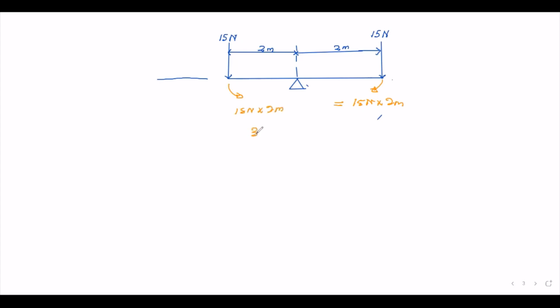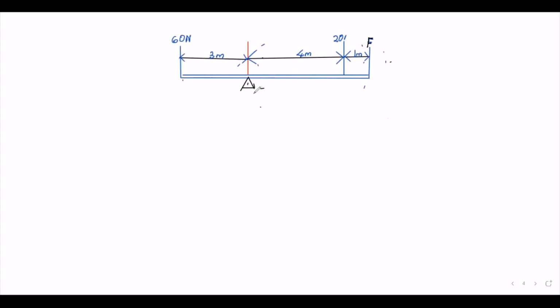And that gives you 30 Newton meter, which is basically equal to the clockwise moment, 30 Newton meter. This one here is clockwise. This one here is anti-clockwise. Now, let's go and have a look at another situation. This situation here, where our interest lies there.